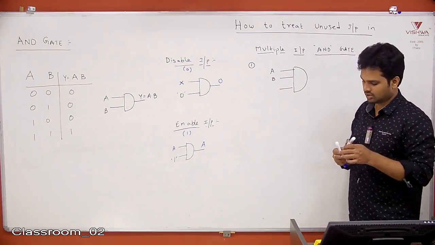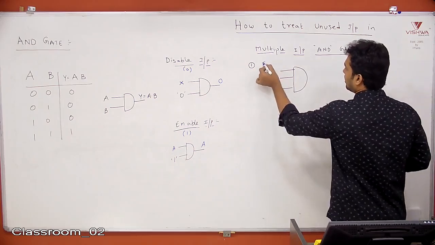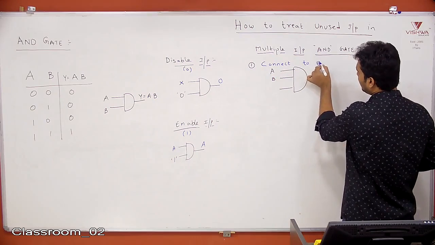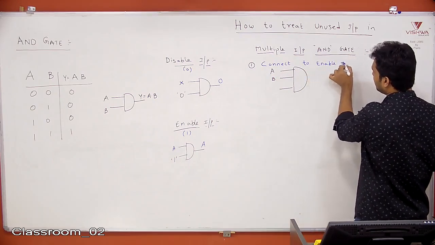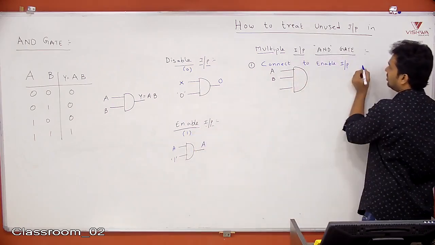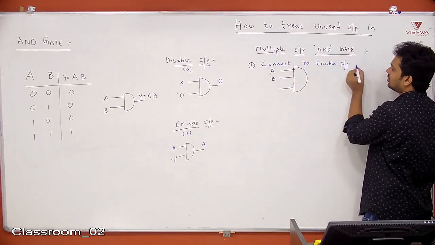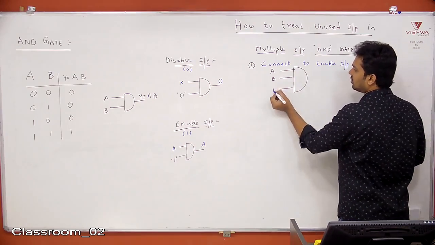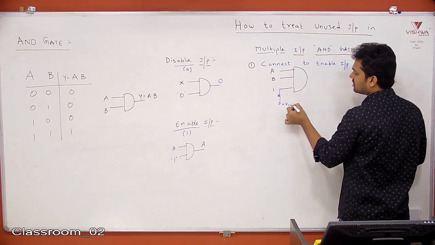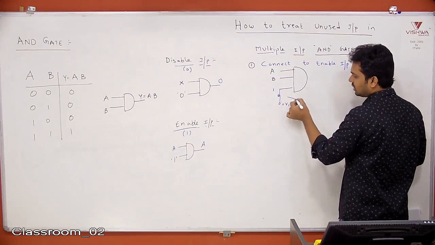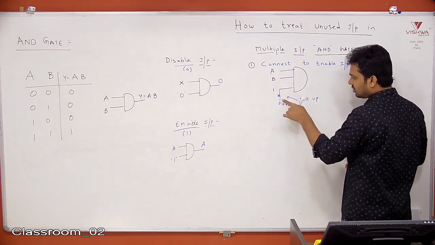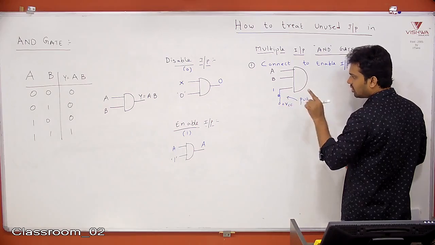The first point is connect to enable input of the gate. What is the enable input? Logic 1. Okay, so connect it to logic 1. How to connect it to logic 1? It means connect to power supply VCC through a resistor. We call it as pull up. If you are connecting to supply, pull up. If you connect to ground, we call it as pull down.